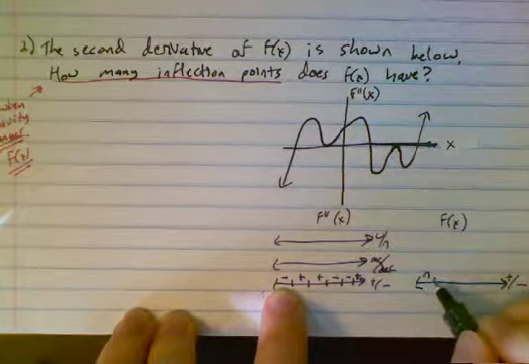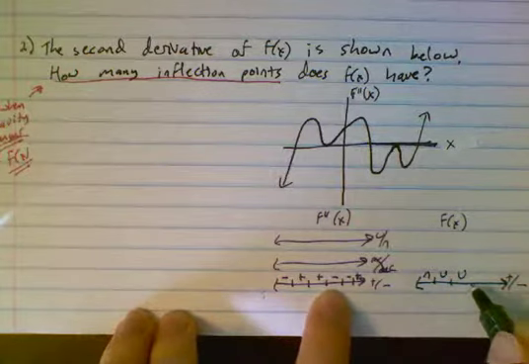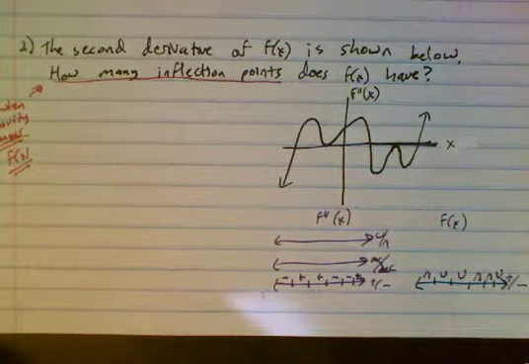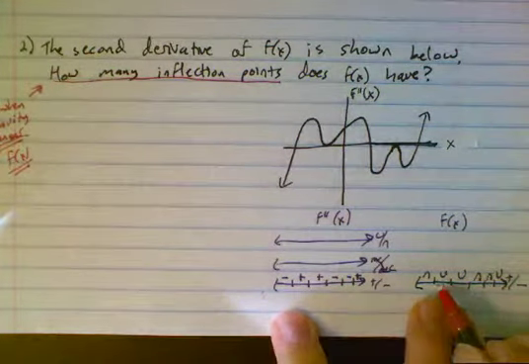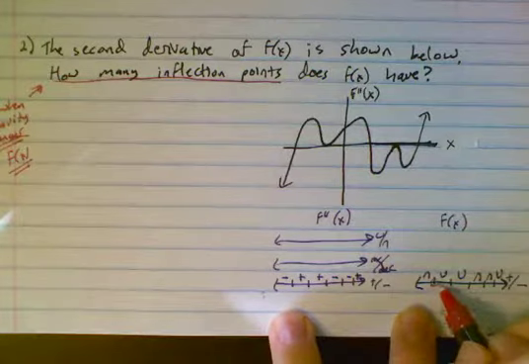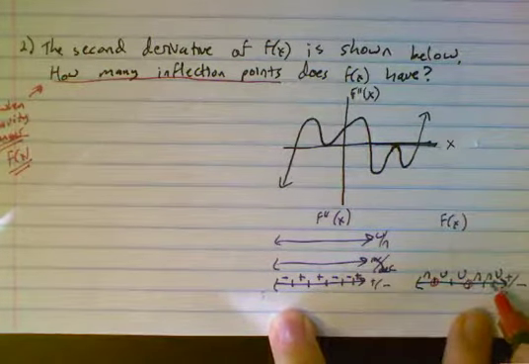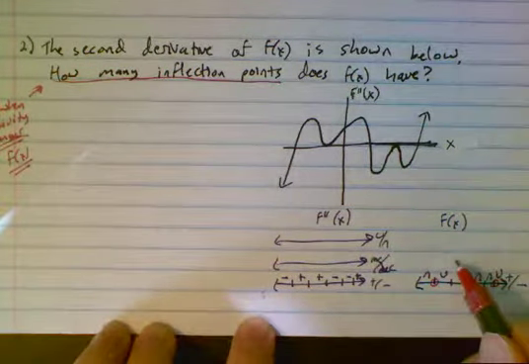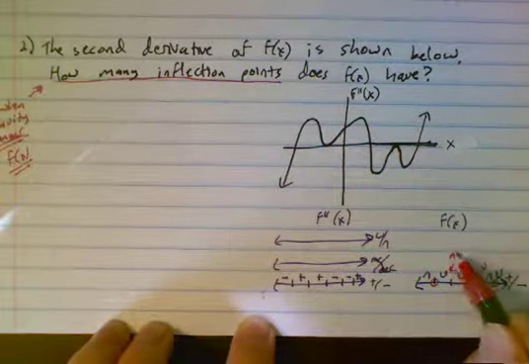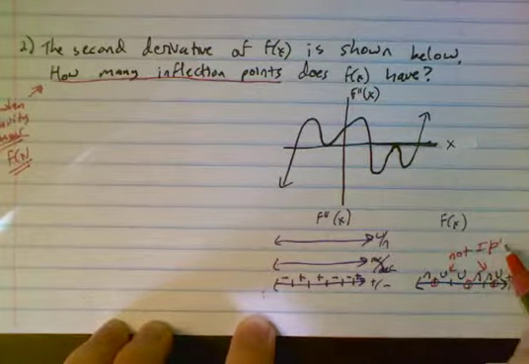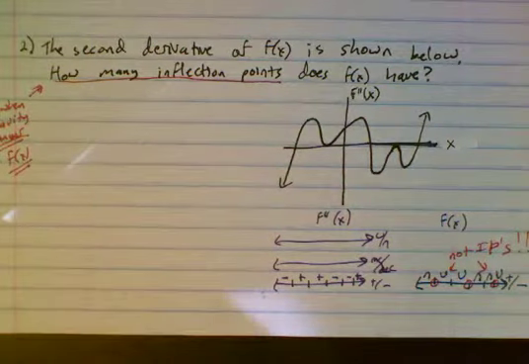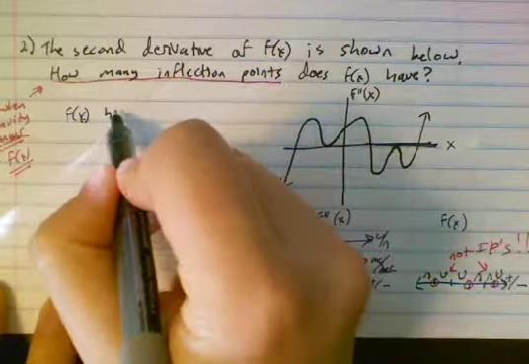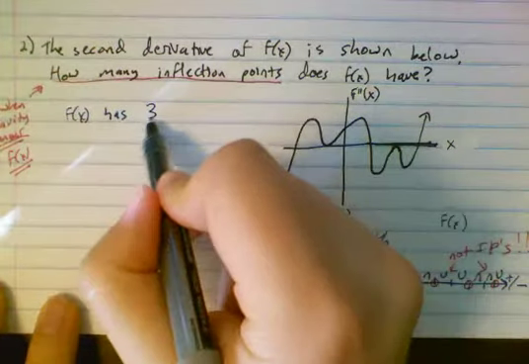So that's going to be concave down for a bit, concave up, concave up, concave down, concave down, concave up. So we're looking for the inflection points, the points where the concavity of f of x changes. So there's a change right there, a change right there, and a change right there. Notice that these are not inflection points. So that means to answer our question, f of x has 1, 2, 3.